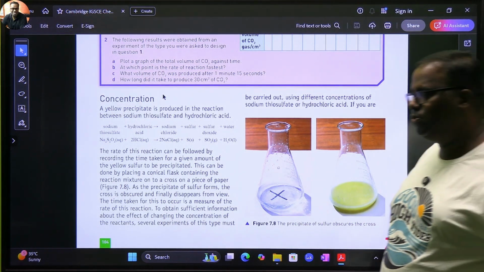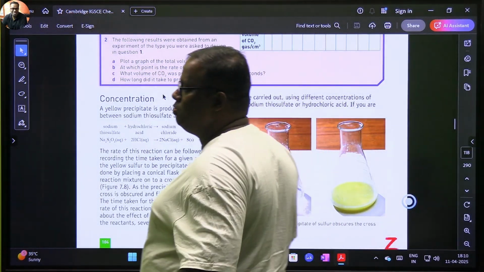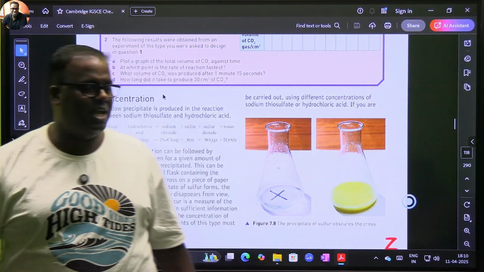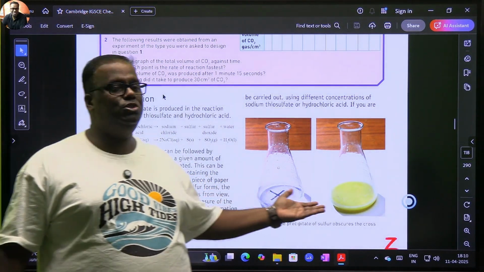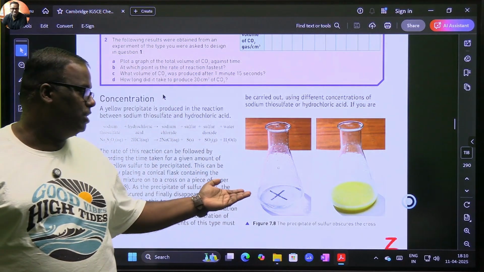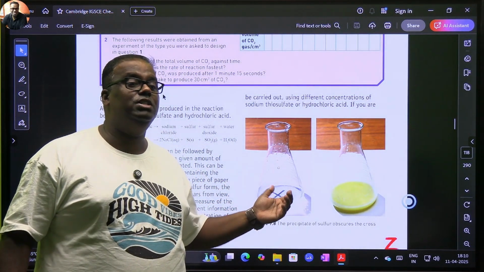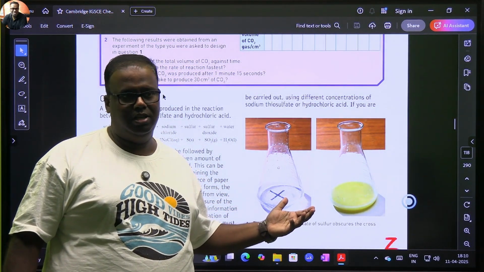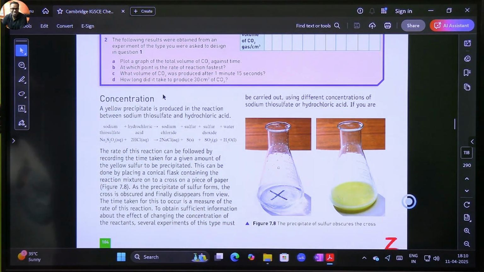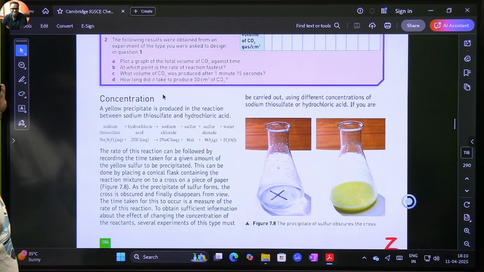What is the cross for the purpose of? How fast the cross disappears from my eyesight is actually a direct measure of how much precipitation and how much color formation is taking place. If the color formation is fast, then the cross will disappear from my vision very quickly. Very interesting. Right. So they say the rate of this reaction can be followed by recording the time taken for a given amount of yellow sulfur to be precipitated.